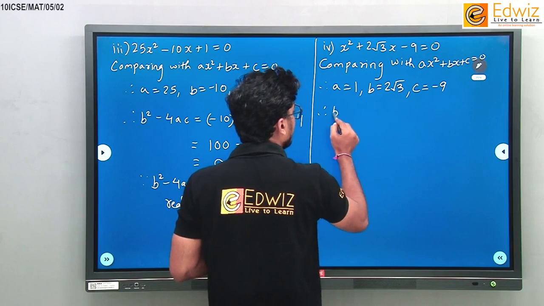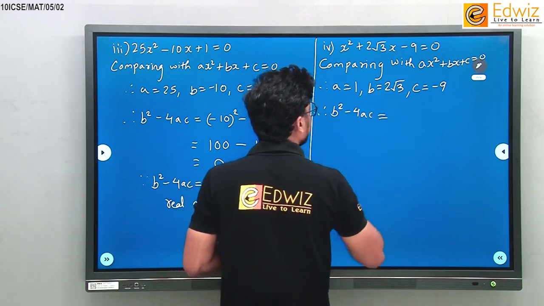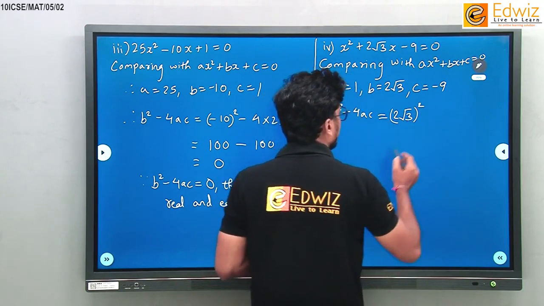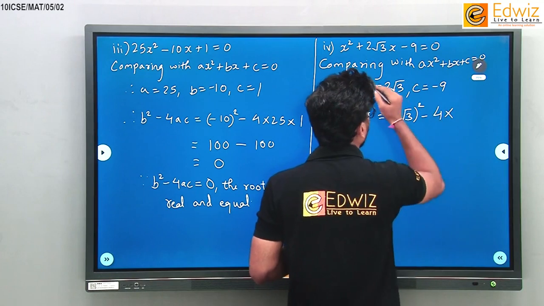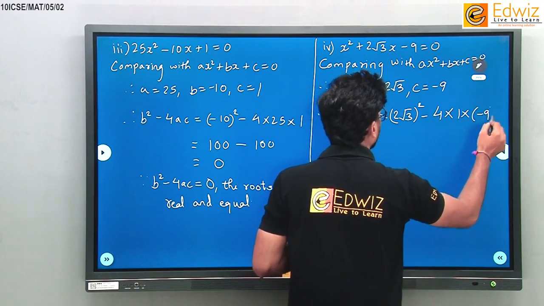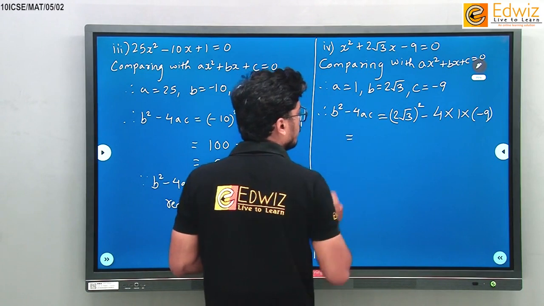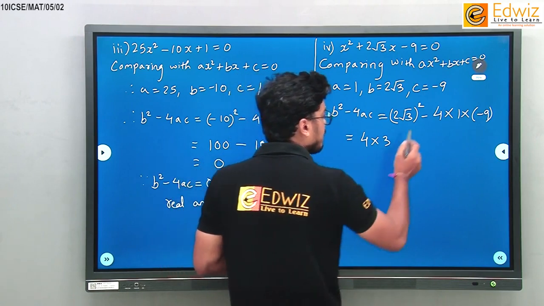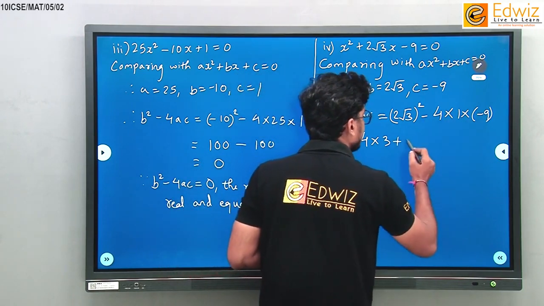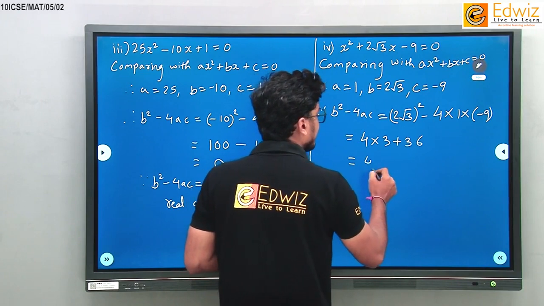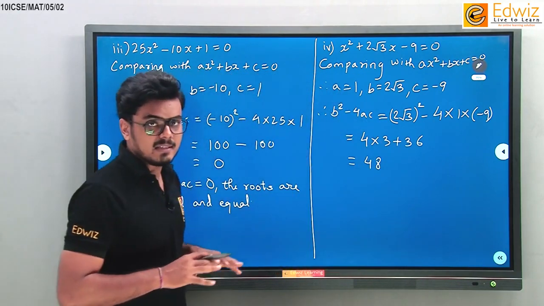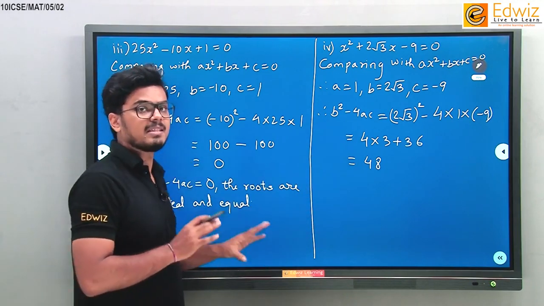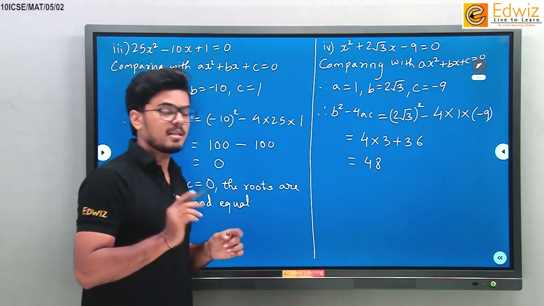So find out the discriminant b square minus 4ac, that is equal to 2 root 3 square minus 4 into 1 into minus 9. Correct? So this will be equal to b square, matlab 2 square is 4, root 3 square is just 3. And minus into minus will become plus, 4 nines are 36. Once again we are getting a positive value. So even this will be b square minus 4ac, it is greater than 0. So even this will have real but not equal roots.